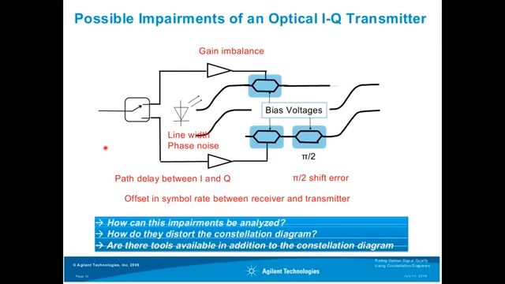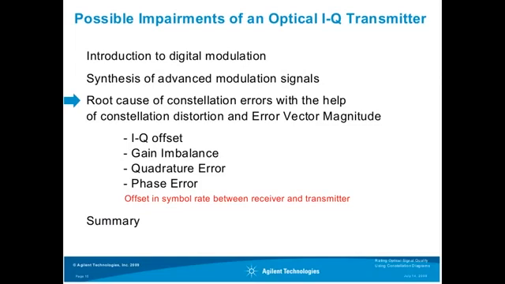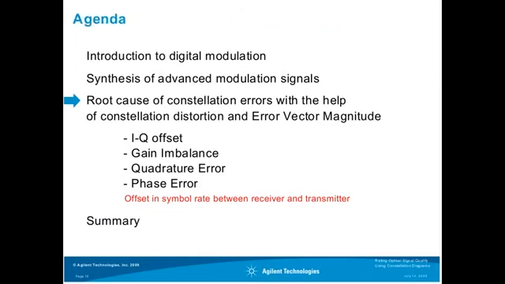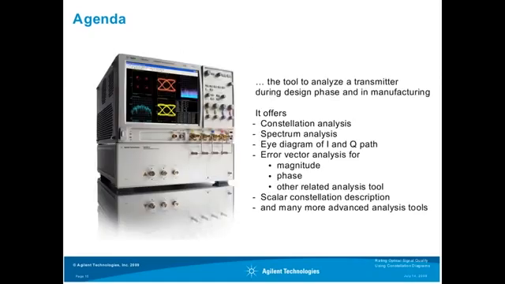So the question now is, how can these impairments be analyzed? And how do they distort the constellation diagram? Are there special patterns that lead to a distinct error? Are there tools available in addition to the constellation diagram? To analyze this kind of signals, we need to go into more depth of this analysis tool. And I will show here, based on these examples, how the way we look at these signals might lead faster or slower to the possible error root cause.